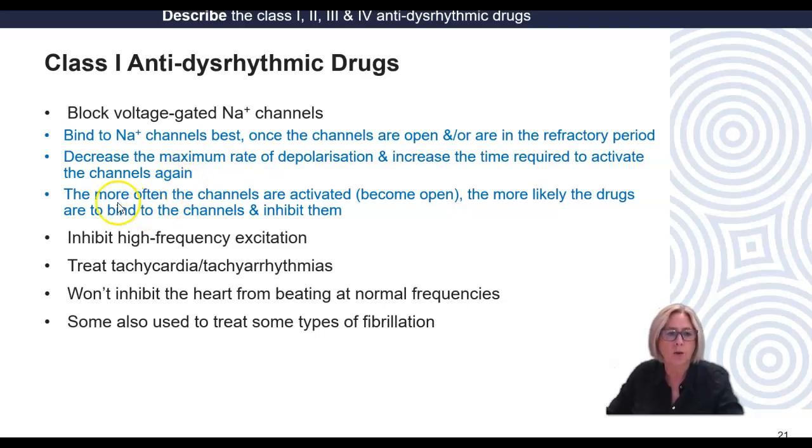Now, this is where they get really cool. The more often the channels are activated, so become open, the more likely the drugs are to bind to the channels and inhibit them. And it's for this reason that these drugs won't inhibit the heart from beating at normal frequencies. So these class 1 antidysrhythmic drugs will inhibit high frequency excitation, and they're used to treat tachycardia and tachyarrhythmias, and some are also used to treat some types of fibrillation. So by blocking the voltage-gated sodium channels, they decrease the heart rate.